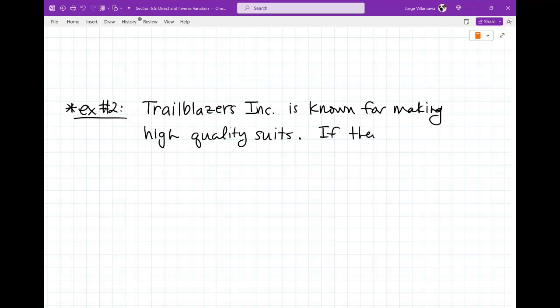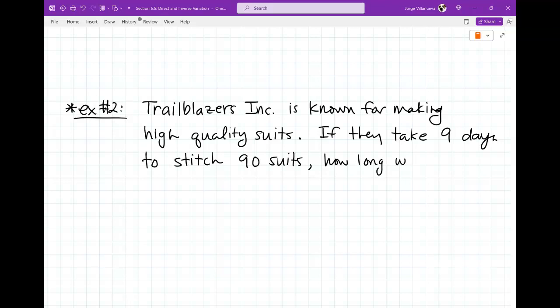If they take 9 days to stitch 90 suits, how long will it take them to complete an order of 180 suits?